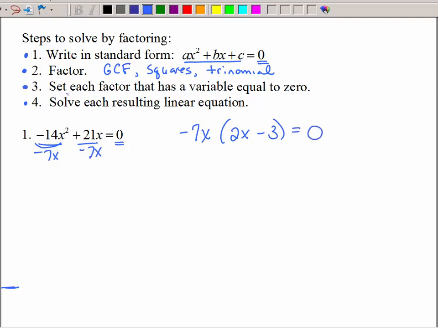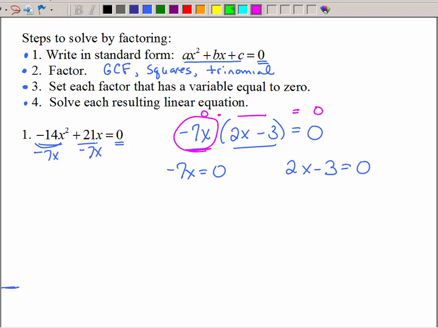Now I'm going to set each factor that has a variable, and I have two factors. They both involve an x, and I'm going to set those equal to 0. Now the reason why this works is because if this part is equal to 0, 0 times anything is 0. And on the other hand, if this one is 0, then 0 times anything is still 0. That only works when it's equal to 0. So let's go ahead and do the last step, solve each resulting linear equation.